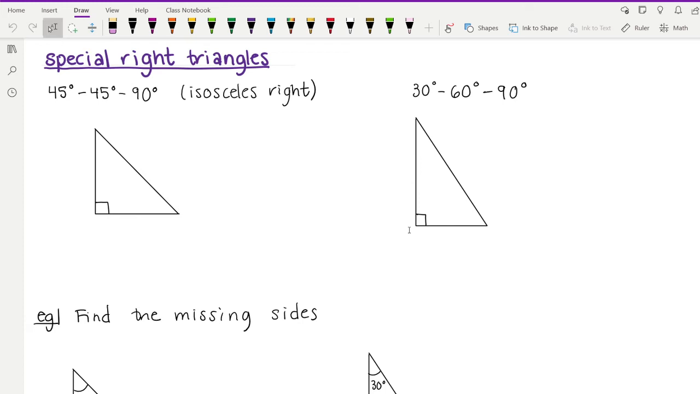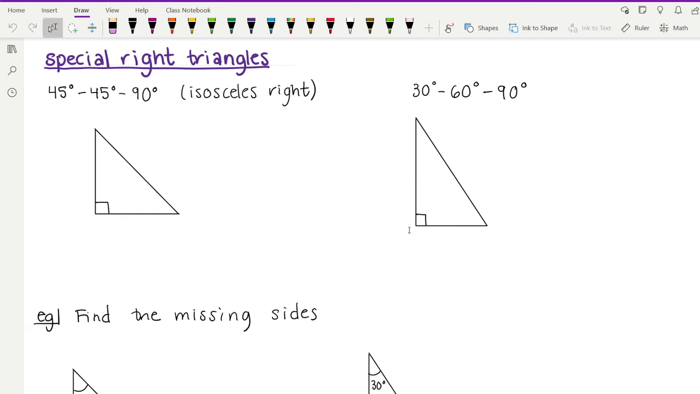So out of everything in this video, I think that this is probably the most important part. You want to pay really close attention to this. It's going to come up all throughout the quarter. So you really, really want to know what's going on with these special right triangles.